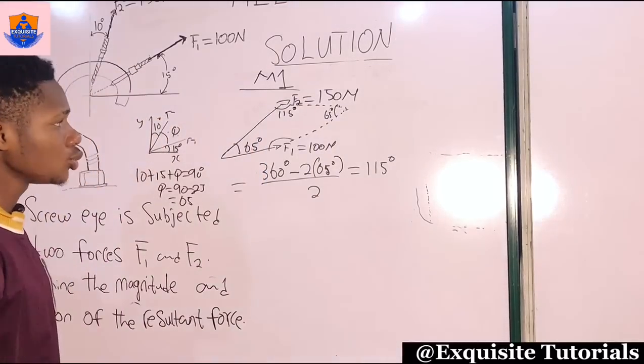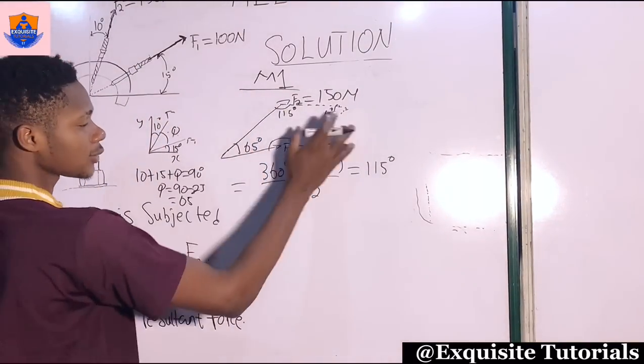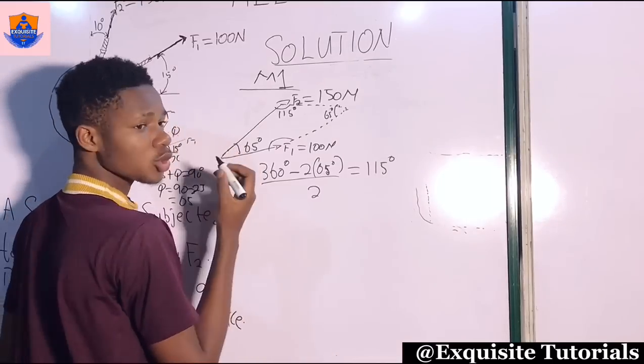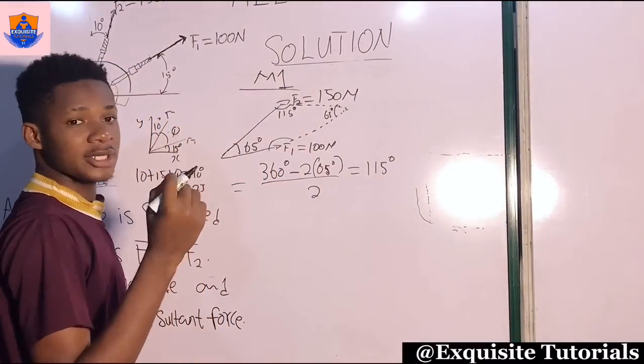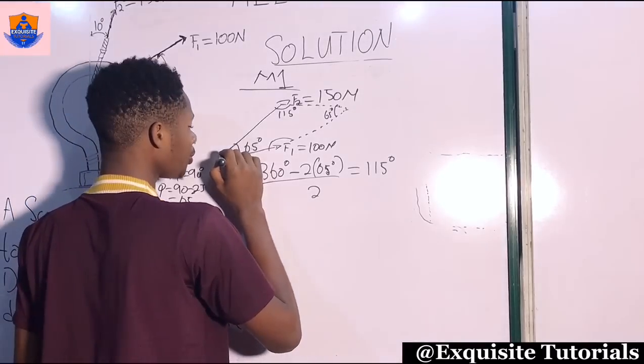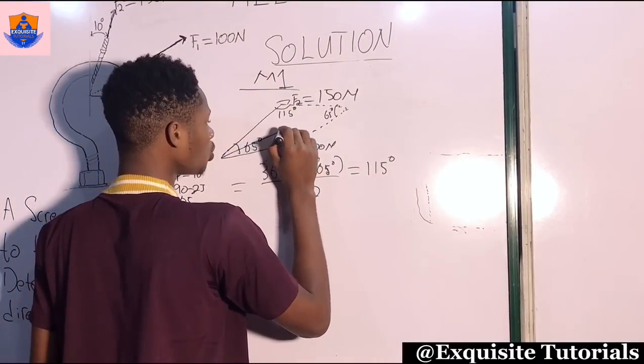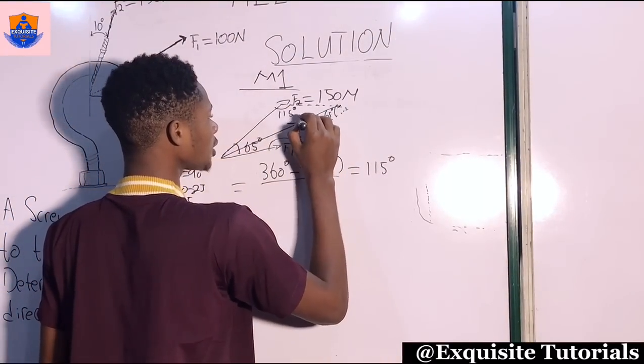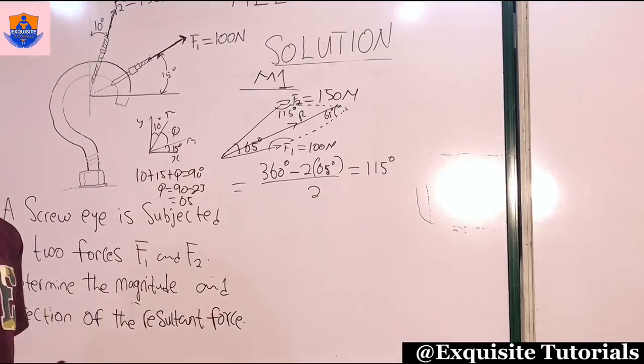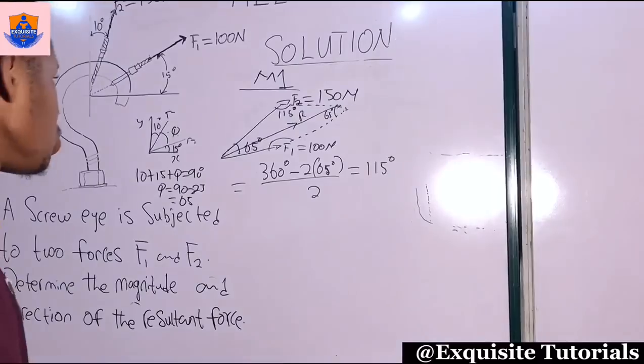Now, the next thing we want to do is get the resultant vector. The resultant vector must always be drawn, or can be seen as a line that is drawn from the intersection of these two vectors. The resultant vector R is seen as a line drawn from the intersection of these two vectors.